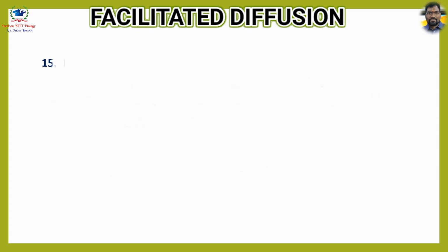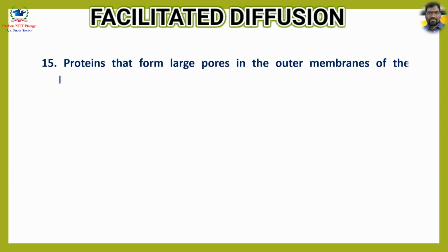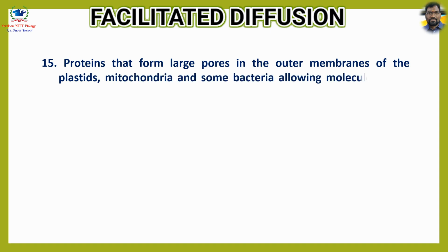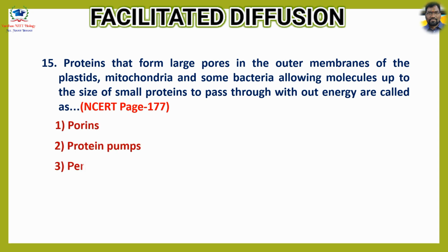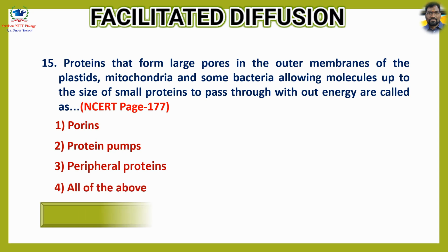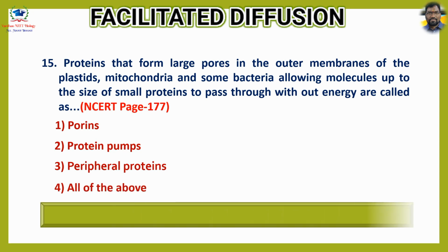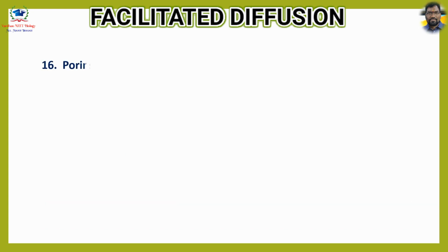Question number 15. Proteins that form large pores in the outer membranes of the plastids, mitochondria and some bacteria, allowing molecules up to the size of small proteins to pass through without energy, are called as. Options are 1. Porins, 2. Protein pumps, 3. Peripheral proteins, 4. All of the above. The answer is option 1. Porins.